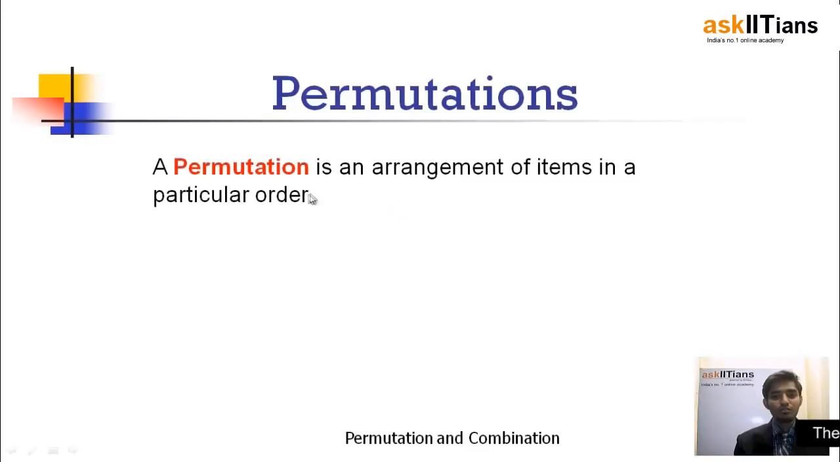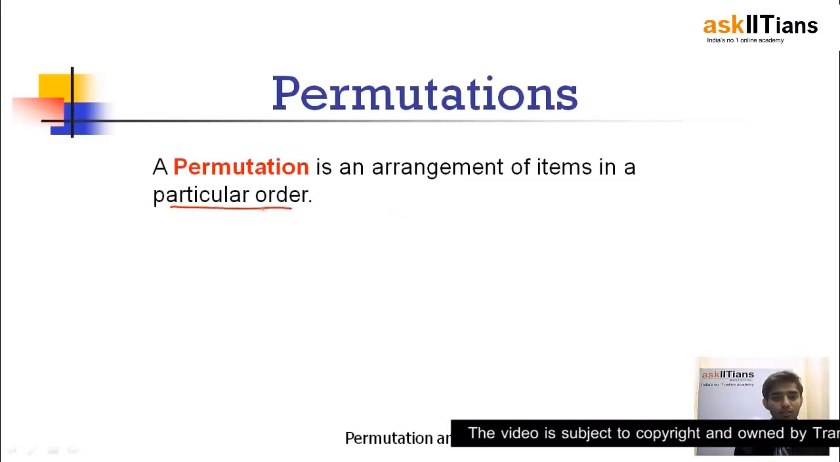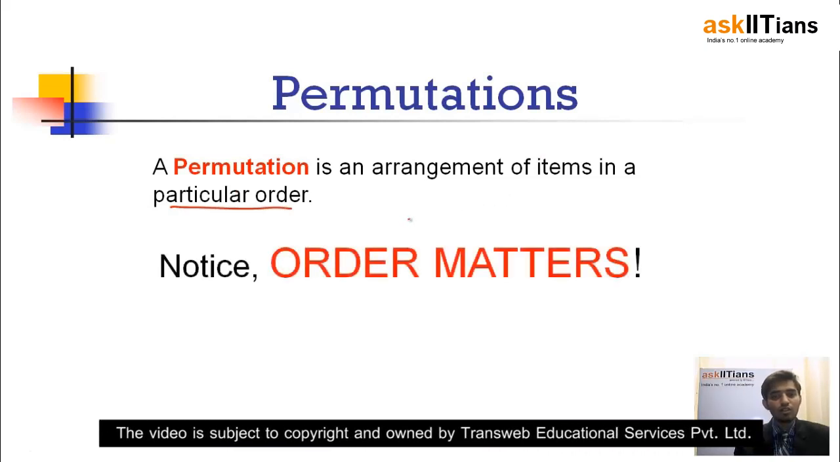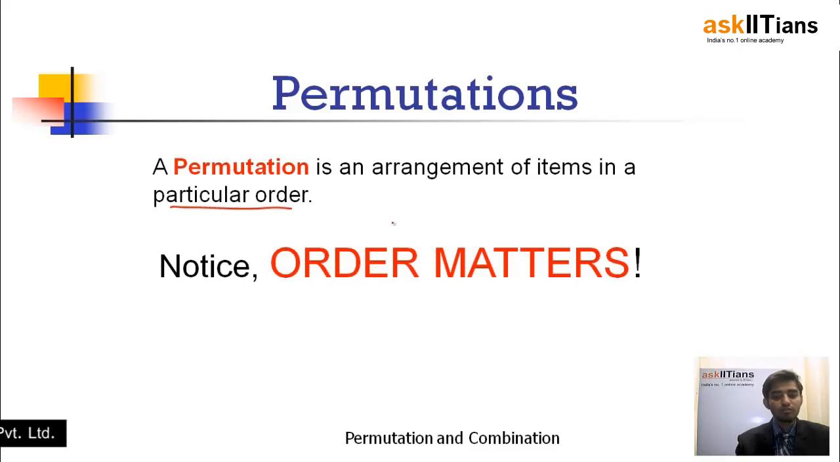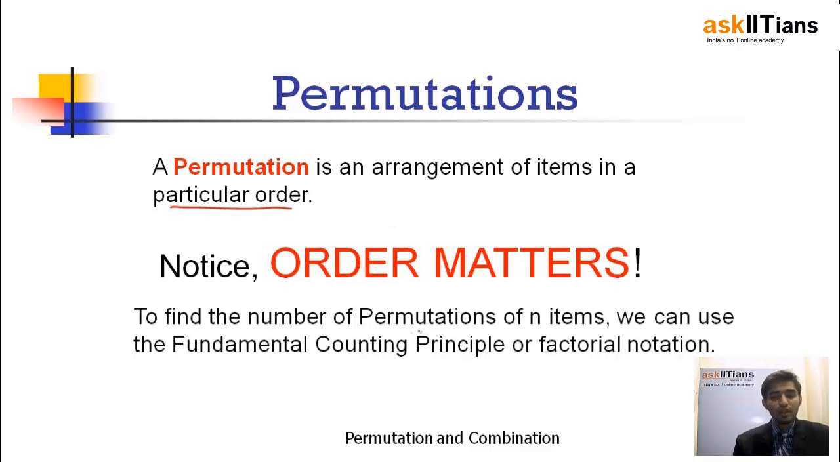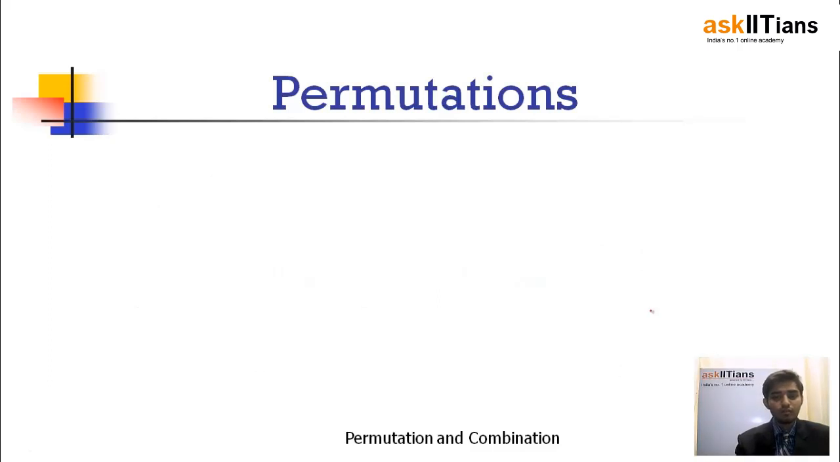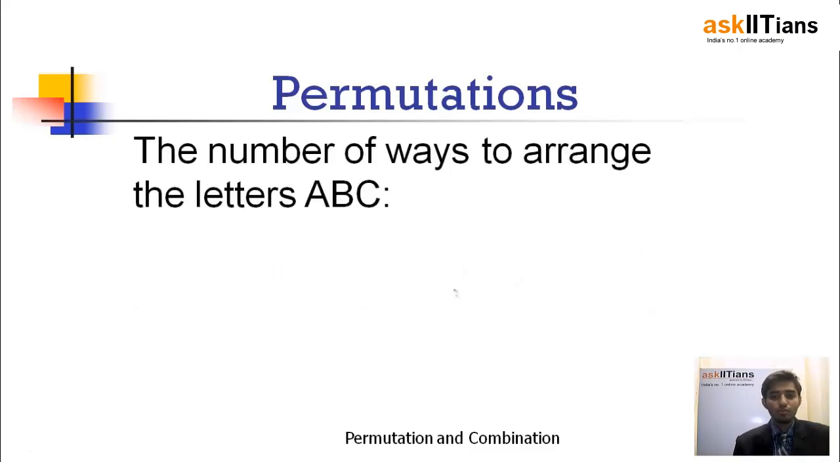Permutation is arrangement of items in a particular order. Here, order matters a lot. So the way in which the items are arranged is very important. Now to find out the number of permutations of n items, we can either use the fundamental principle of counting that we have already studied, or we can use the factorial notation. Let us see this through an example.